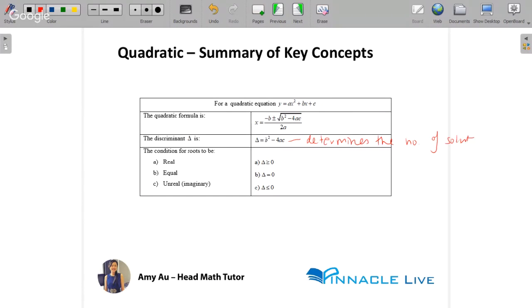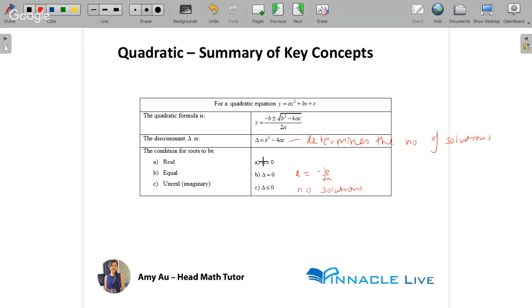Now, if you think about this, it makes perfect sense, because if the discriminant is zero, you're going to end up square rooting zero. So you're going to have just minus b on 2a, right? If your discriminant is less than zero, you can't even square root. You can't square root a negative number. So usually you have no solutions in those instances. Hence the comment, unreal or imaginary solutions.